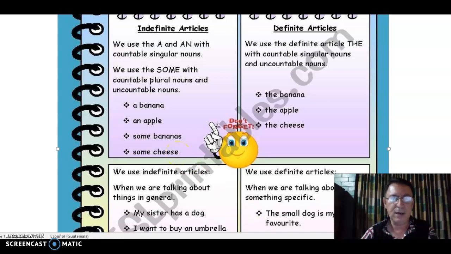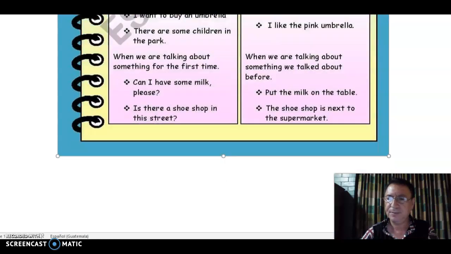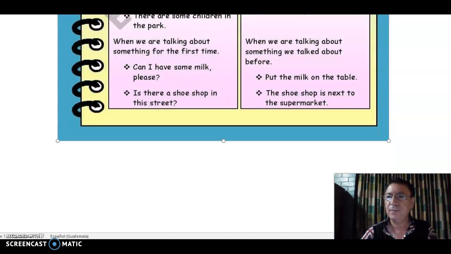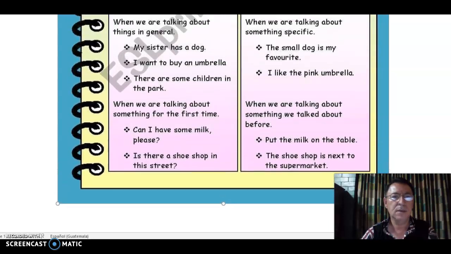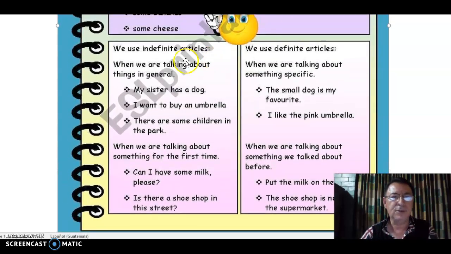Okay, we are going to use the indefinite articles when we're talking about things in general. For example, my sister has a dog. I want to buy an umbrella. There are some children in the park. So here you are talking in general, okay?